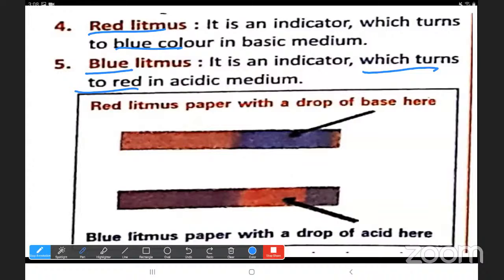You can observe in the figure a red litmus paper with a drop of base and a blue litmus paper with a drop of acid. The red litmus paper has changed into blue, so we can say the solution is a base. When we drop a base solution on the red litmus paper, it changes into blue. Similarly, when we drop an acid on the blue litmus paper, it changes into red. That indicates that the solution is an acid solution.